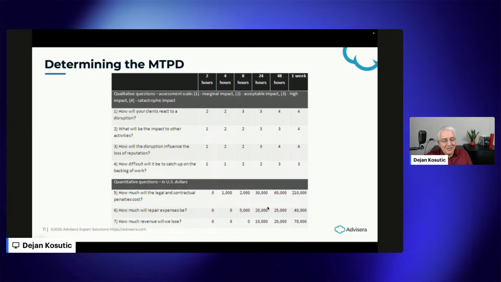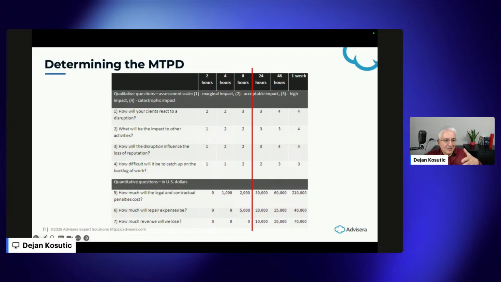And now comes the hard part, or the fun part, depending on how much you enjoy this exercise. This is where you calculate the MTPD. So what is the maximum tolerable period of disruption? In this case, it might be something like this.